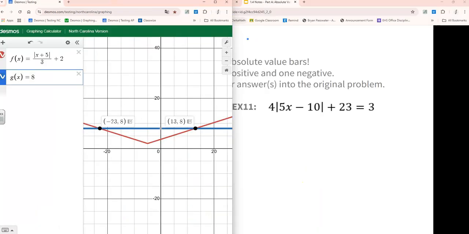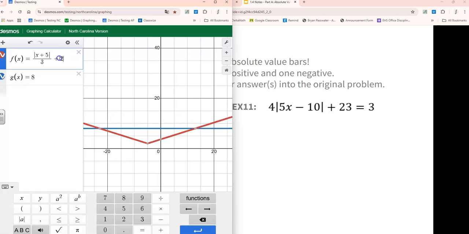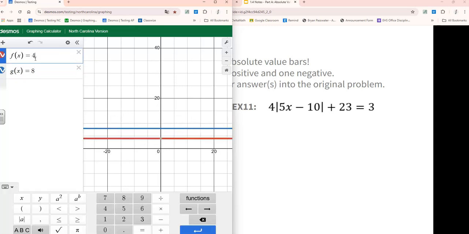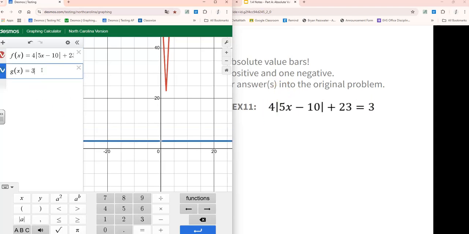Like if I put Desmos up here, I would have to put f of x is going to equal 4 absolute value bars, 5x minus 10 plus 23. That's everything on my left side. G of x is going to equal 3. And where do those cross? They don't cross at all, right?